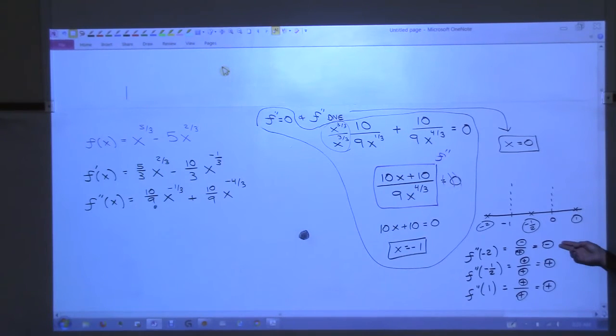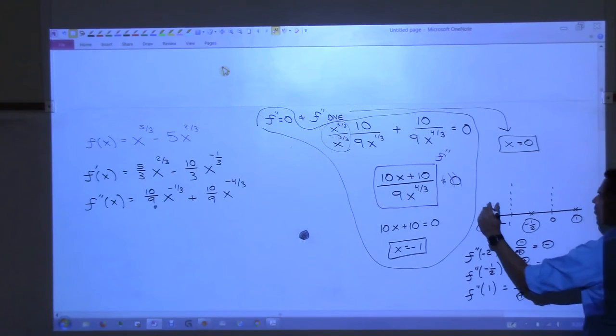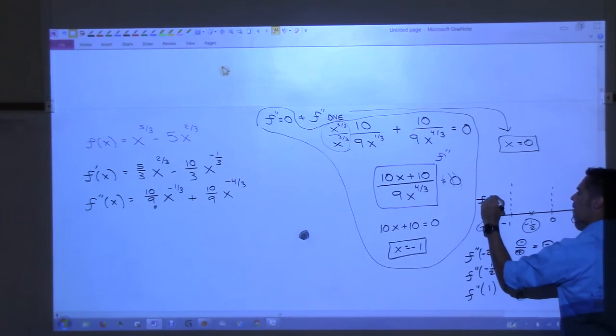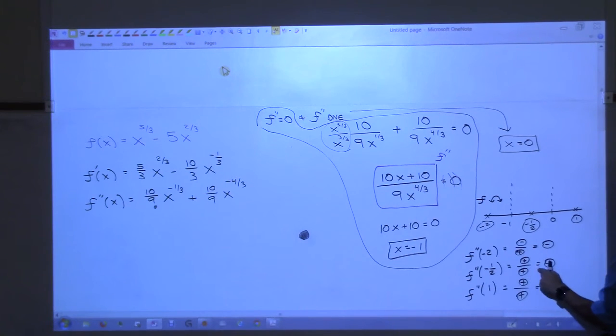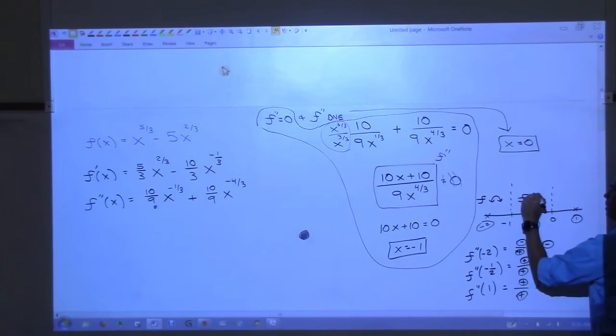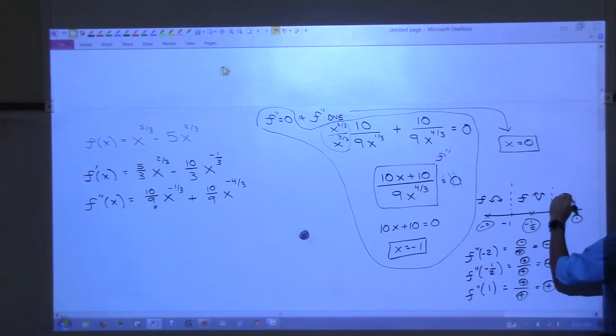So remember, the sign of the second derivative tells us about concavity. So this tells me that over here we're concave down, f is concave down. Here we're up, and then we're going to be up again.